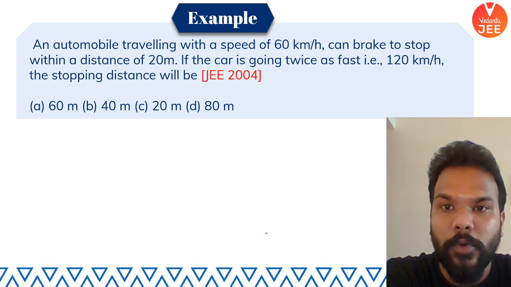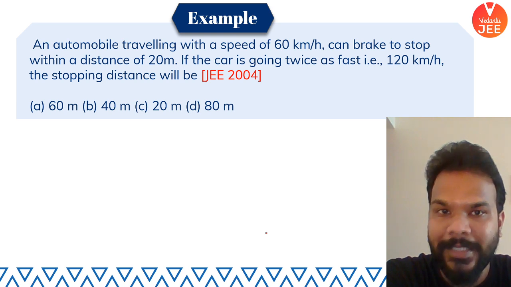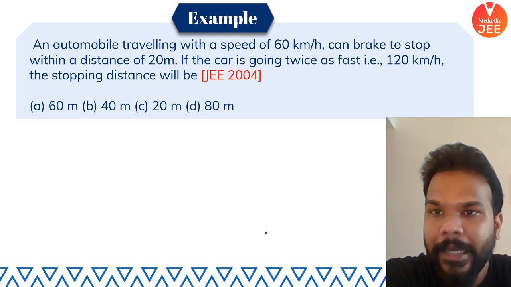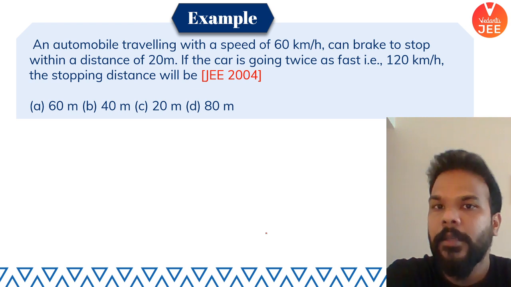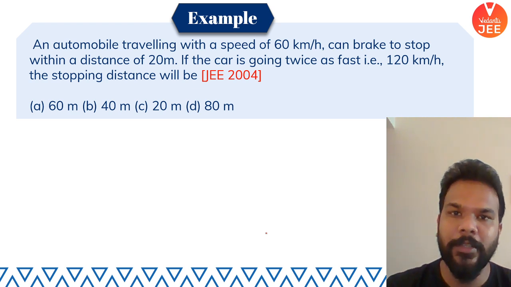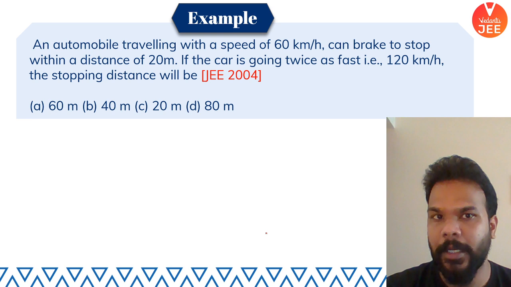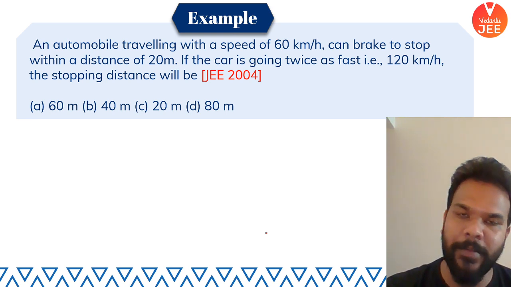This says that an automobile traveling with a speed of 60 km per hour can brake to stop within a distance of 20 meters. So a car is already moving with a speed of 60 km per hour. When you apply the brake, the car covers a distance of 20 meters and the final velocity becomes 0.